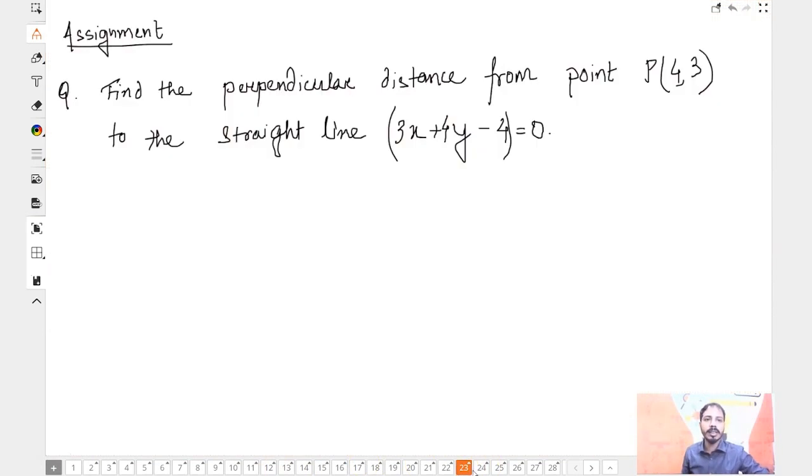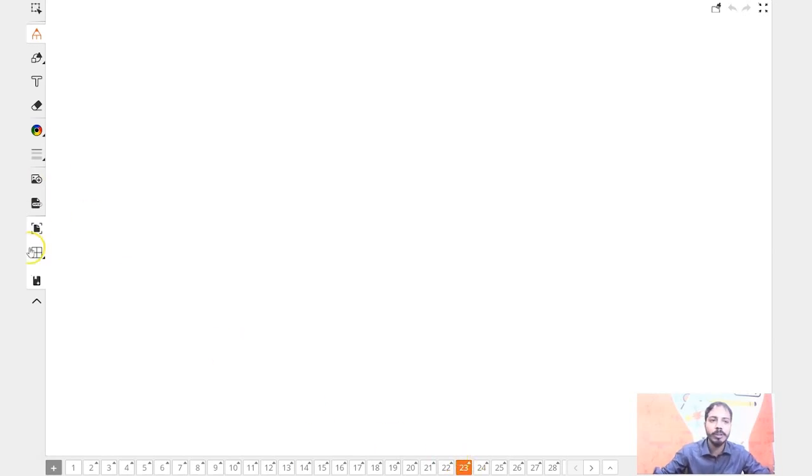Similarly, more applications are like find the perpendicular distance from point P to the straight line. Now you might be thinking, what is the application of this? Why do we need to find the perpendicular distance? This is an assignment, but before I give it, let me explain why this is important and how it can be helpful to you.